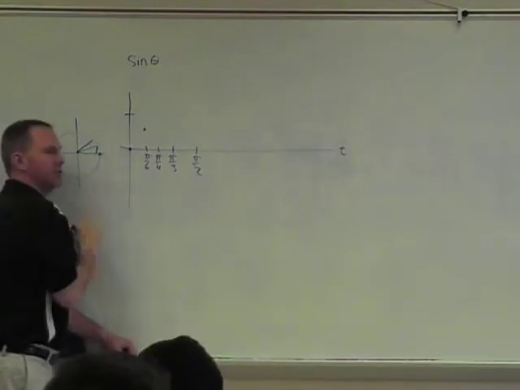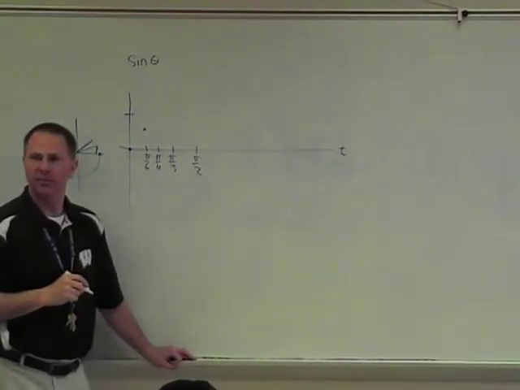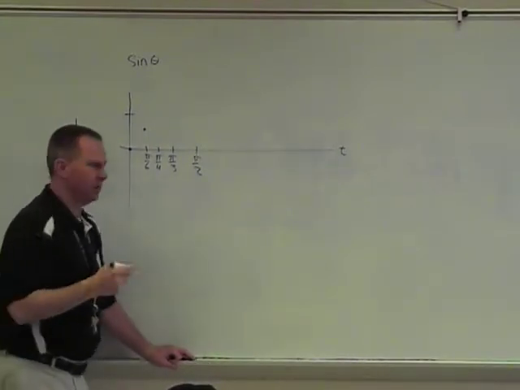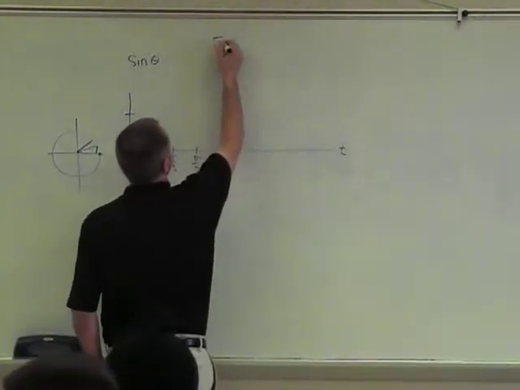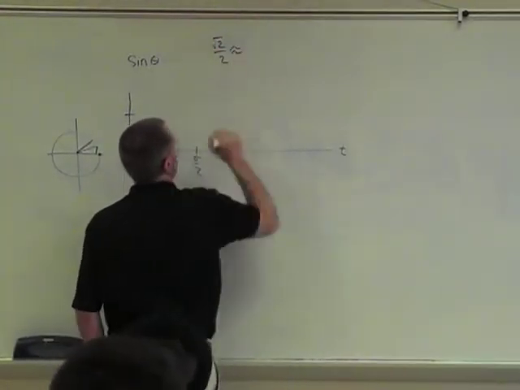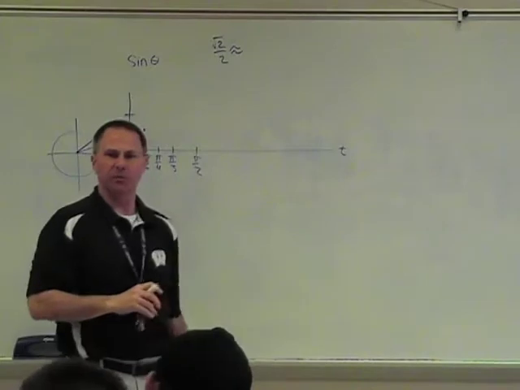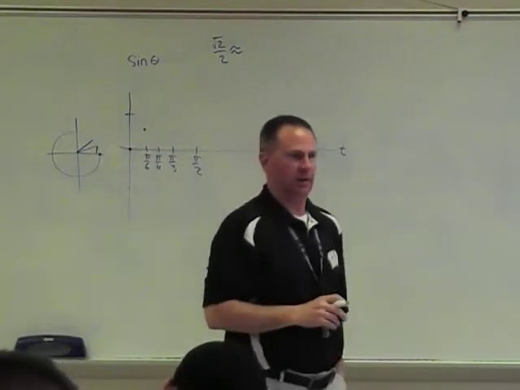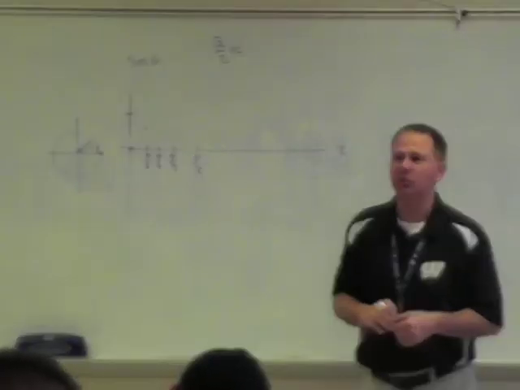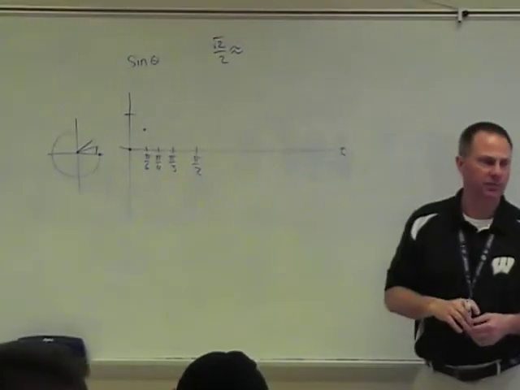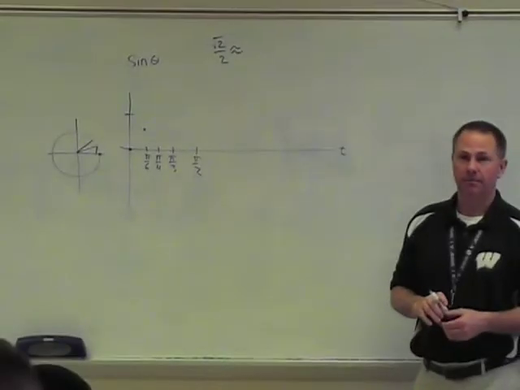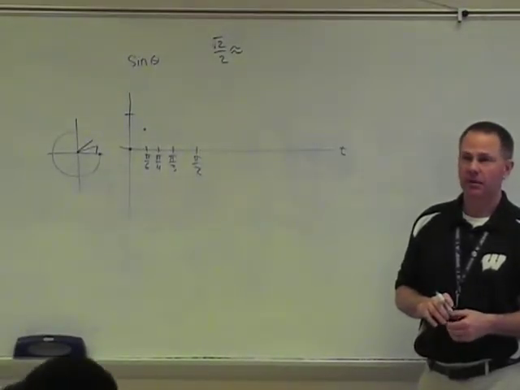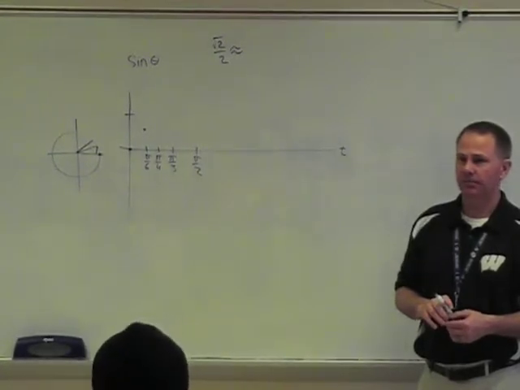At pi over 4, what's the y value, everybody? Square root of 2 over 2. Okay, so at the top of your paper, write square root 2 over 2, and use your calculator to tell me what value that is as an example. We need to know what that is. And you're going to use this over and over again, so we need these values. Square root 2 over 2, what is it?